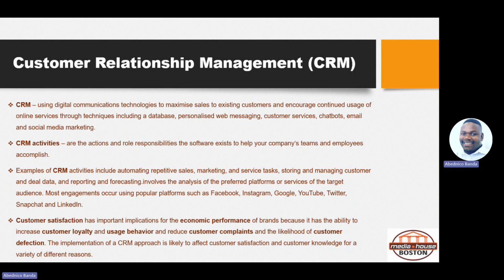Sorry for that. You realize that having data about customers is actually the biggest asset that any brand can have in the nowadays setup. Having the number of subscribers, the number of followers is crucial because these are the people that you are going to engage with. These are the people that you are going to build a customer relationship management program with. So customer relationship management activities are actions and sole responsibility the software exists to help customers, teams, and employees accomplish.